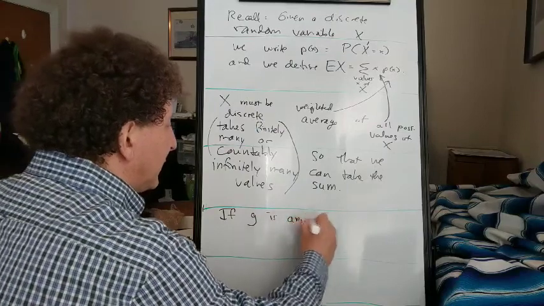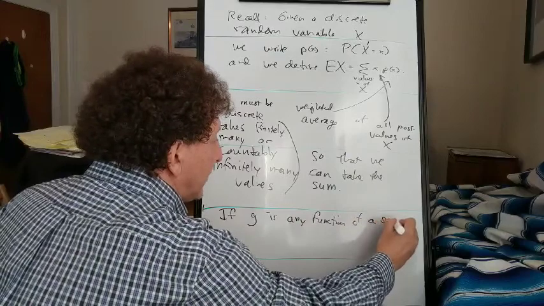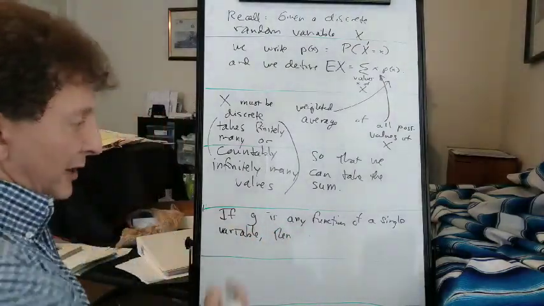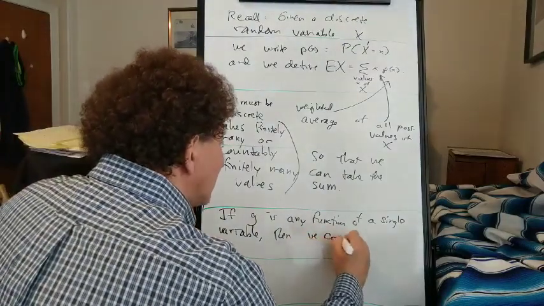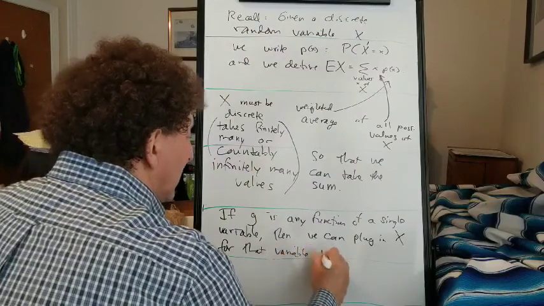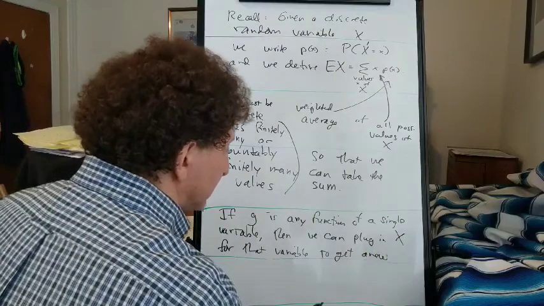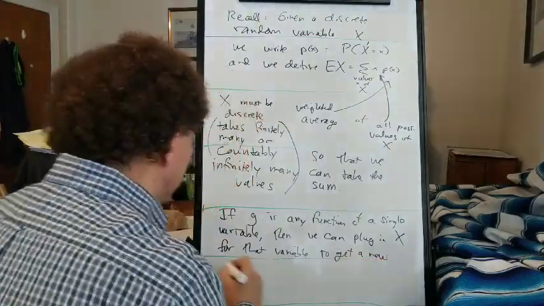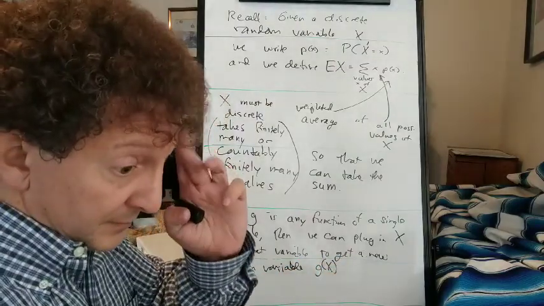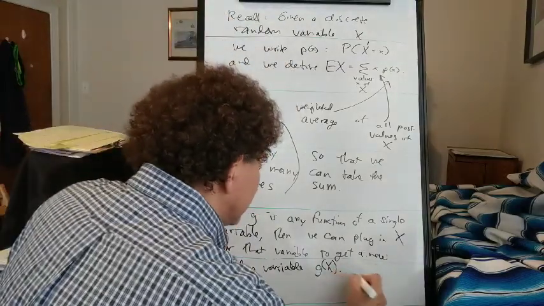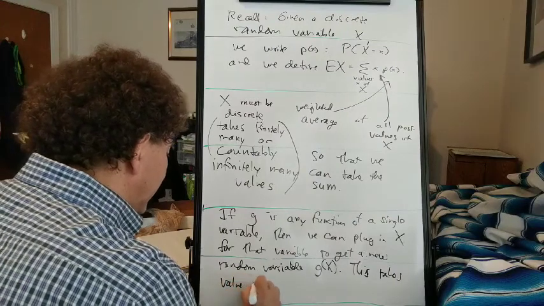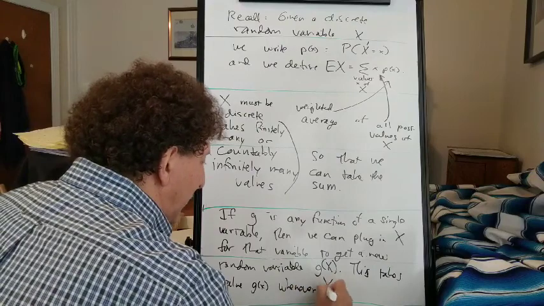Now, if g is any function of a single variable, then we could plug in a random variable for that variable to get a new random variable, g of capital X. So this random variable g of capital X takes value g of little x whenever capital X takes the value little x.